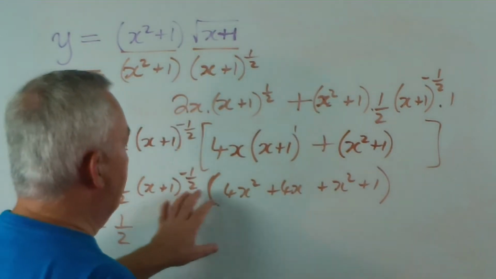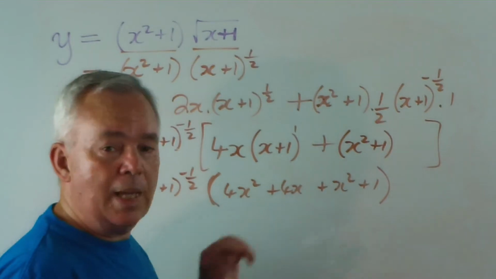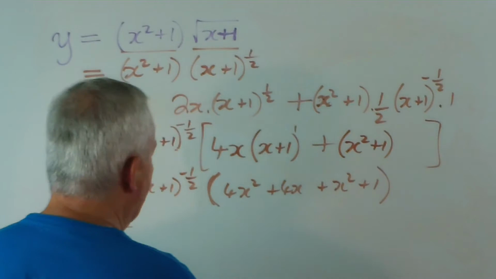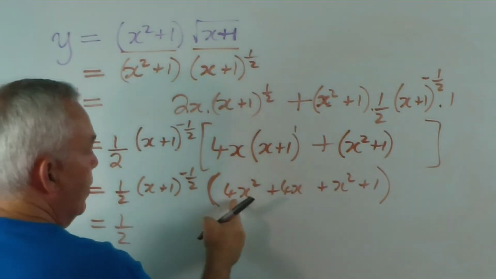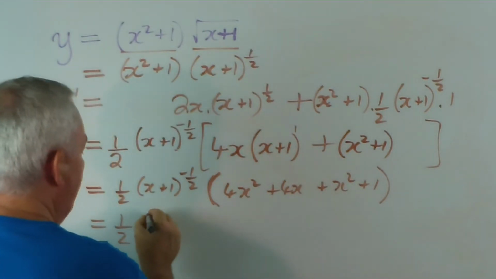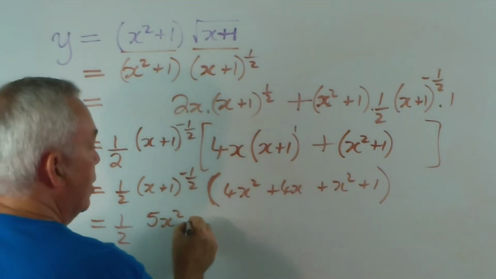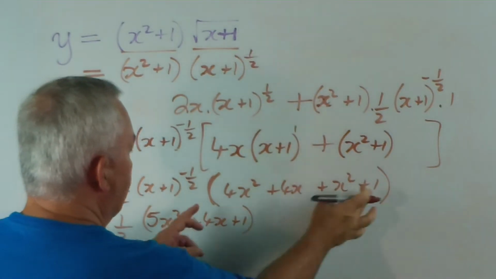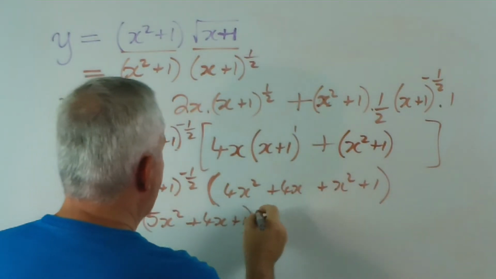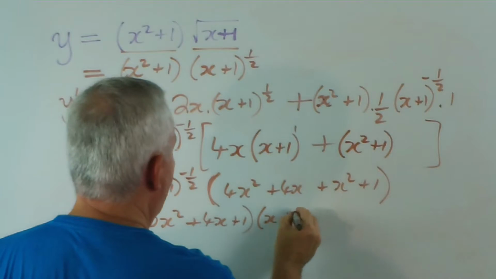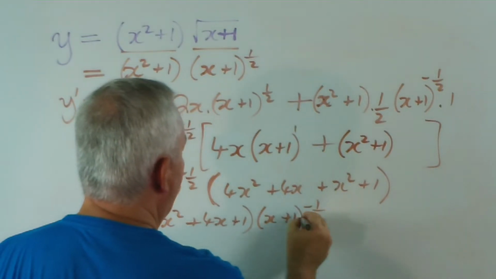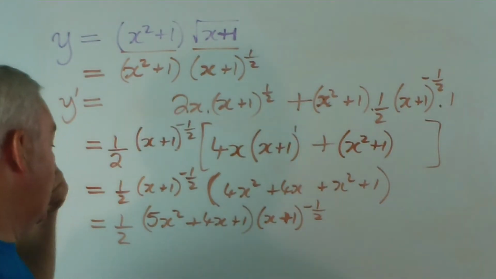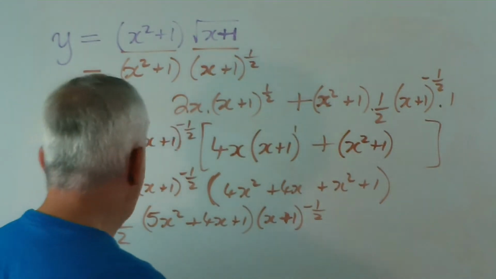Now, which is most complicated or problematic, if you like? A power of a negative a half is worse than having a quadratic. So let's do the quadratic next. We're going to have 4x squared and x squared is 5x squared plus 4x plus 1. So that's that brought there, and we'll put this last. There we go. And that would be a good way to leave it if you really wanted to.